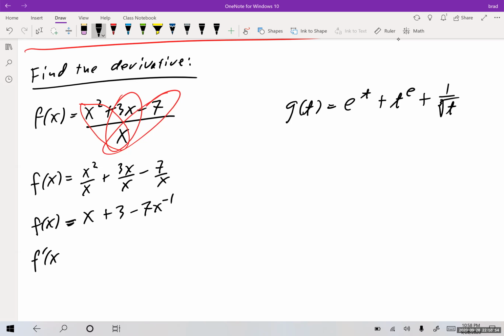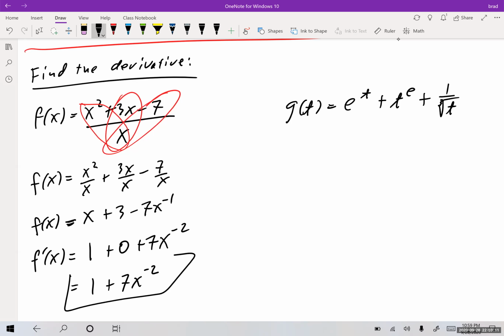Now the derivative, I'm going to take term by term, piece by piece. This becomes 1 plus 0. Take the power, put it in front, this would be plus 7. Rewrite the x, reduce the power by 1. So that would be 1 plus 7x to the negative 2. And that would be our derivative.